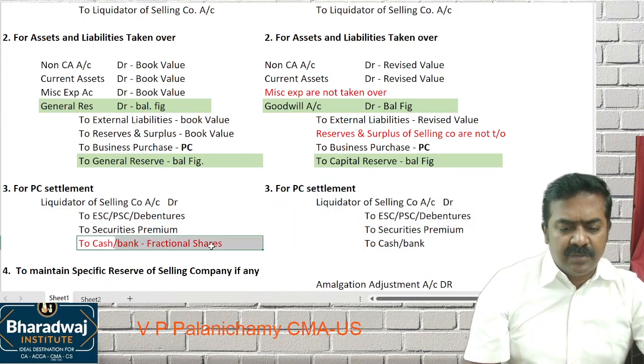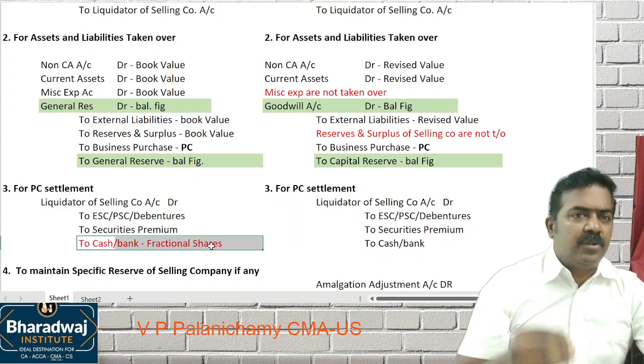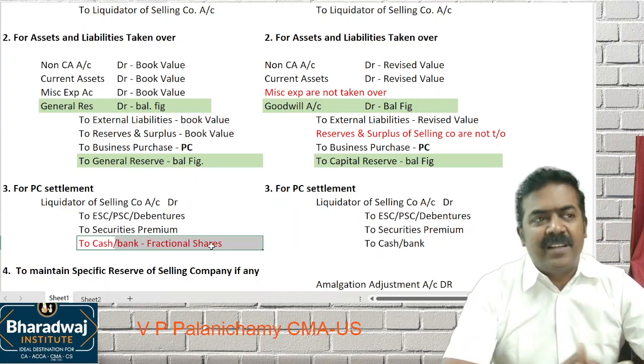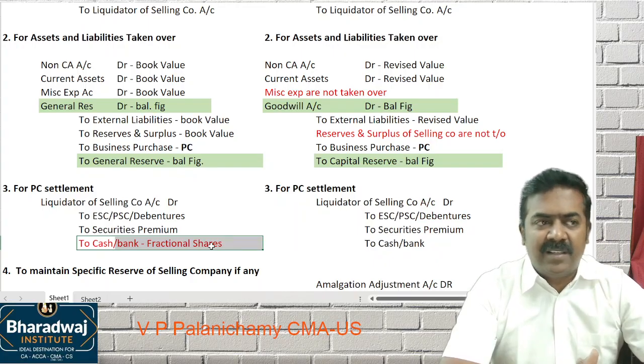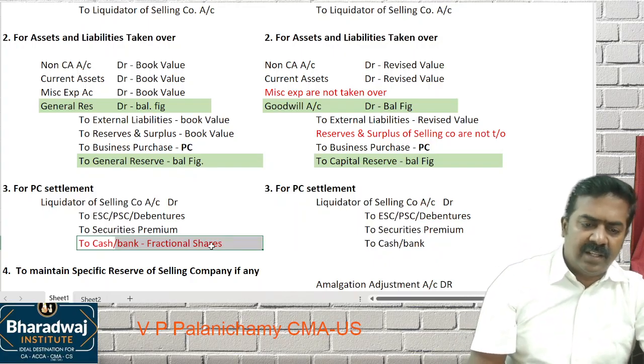Even in a merger, for fractional shareholders, if it is coming to 2.75 shares, we cannot give 0.75 shares. At that time what can we do? We can give it in cash.